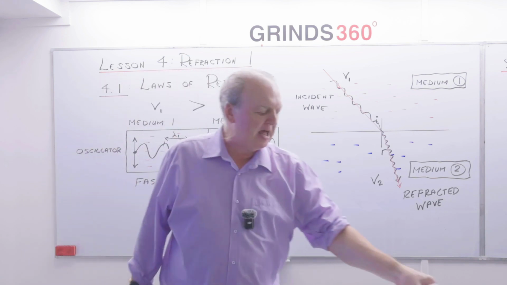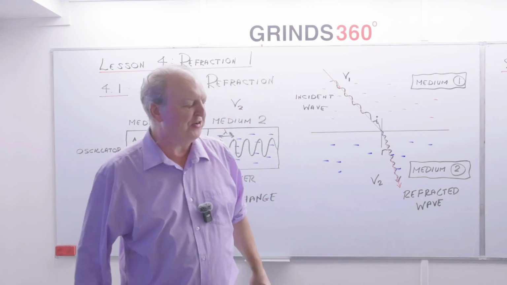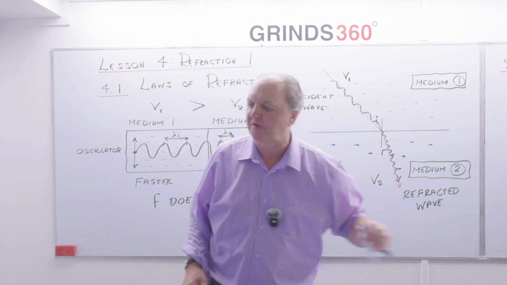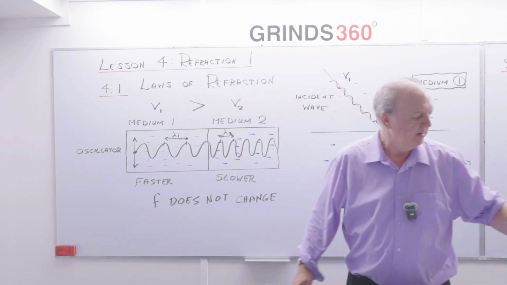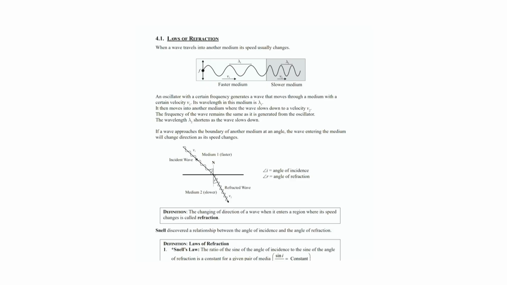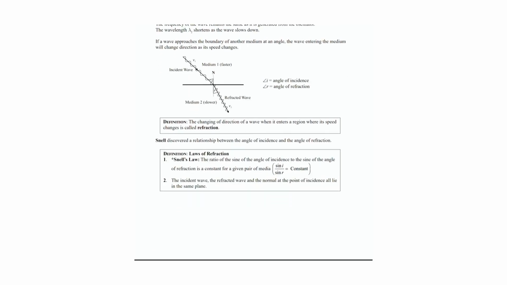Now, the person who did a lot of work with this was somebody called Snell. So let's go back to our notes for a minute. First of all, you have your definition of refraction. So here's my definition of refraction. It's the changing of direction of a wave when it enters a region where its speed changes. That's what we call refraction. So its direction changes when it enters a medium where its speed changes.